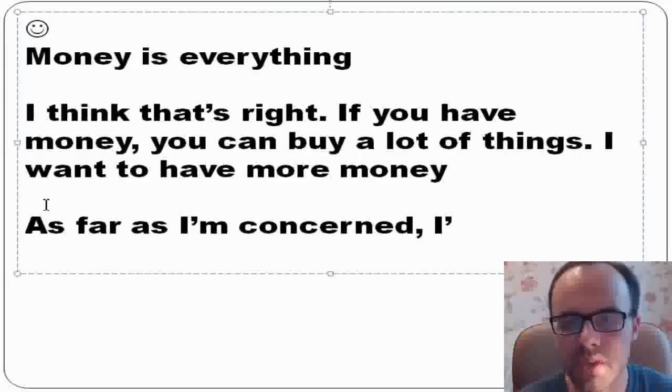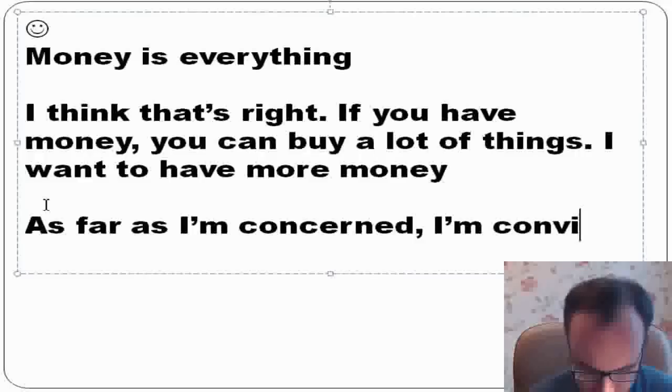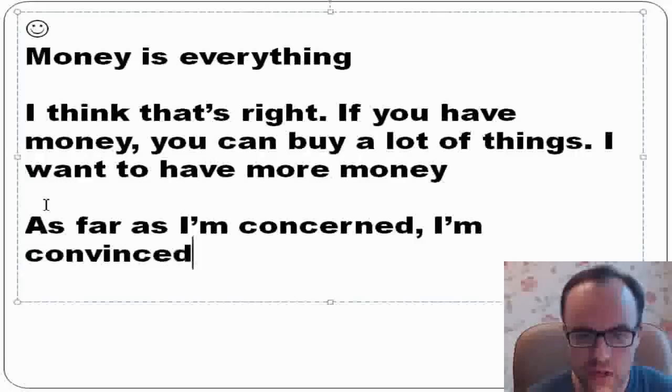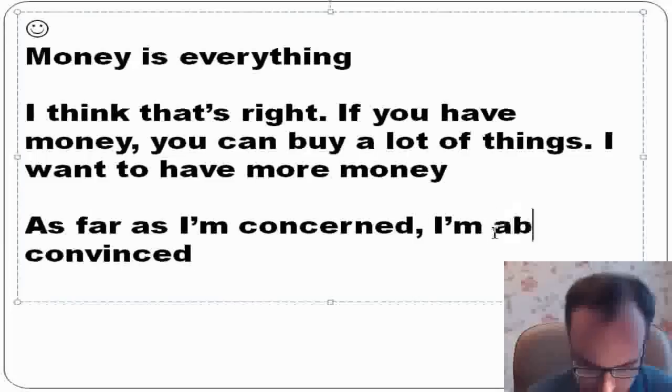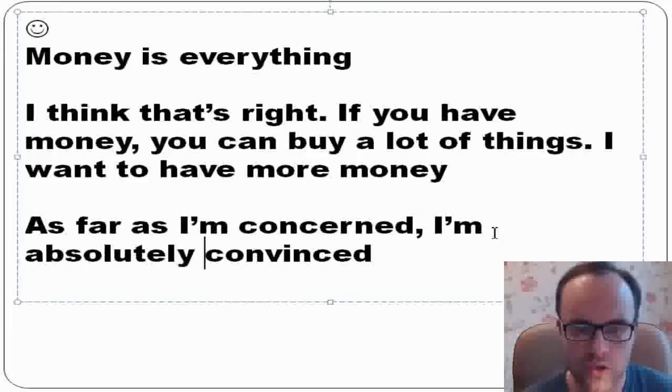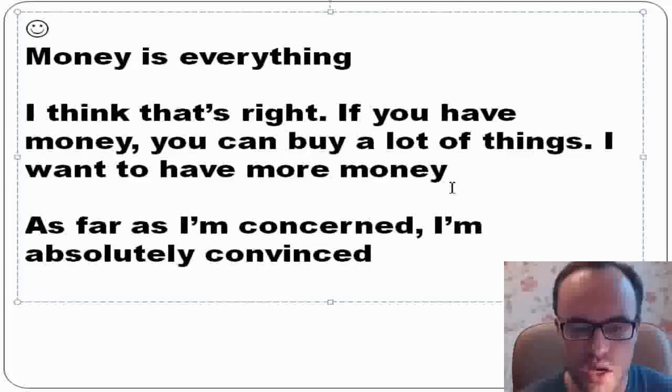For instance, you can say, I'm convinced. Convinced means I really think so. I'm sure, or I'm convinced. I'm absolutely convinced. It means that I'm absolutely sure. But "convinced", this word actually sounds stronger, so we put more emphasis on this idea.